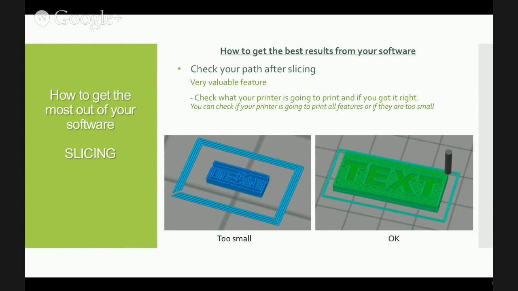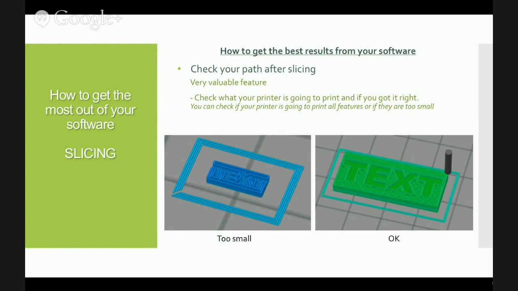In the pictures below, what you see is you have on the left, right, it's too small. The text is too small. You can already see on the lines that the printer is going to skip certain parts of your model. Then you know, hey, my model is too small there or it's not printing there. So always make sure that after slicing, you just quickly run through your model and see if everything's okay before you start printing. This is a really valuable feature.